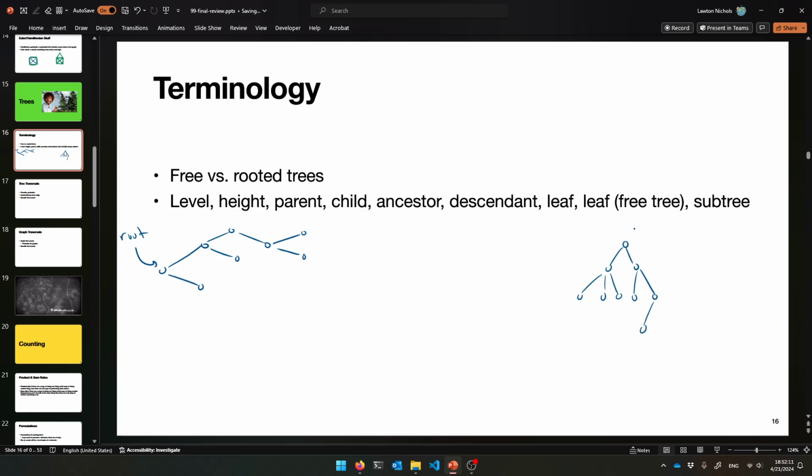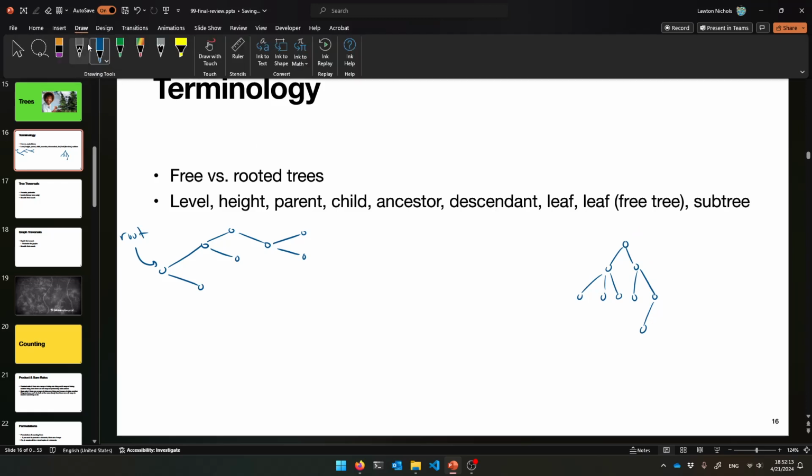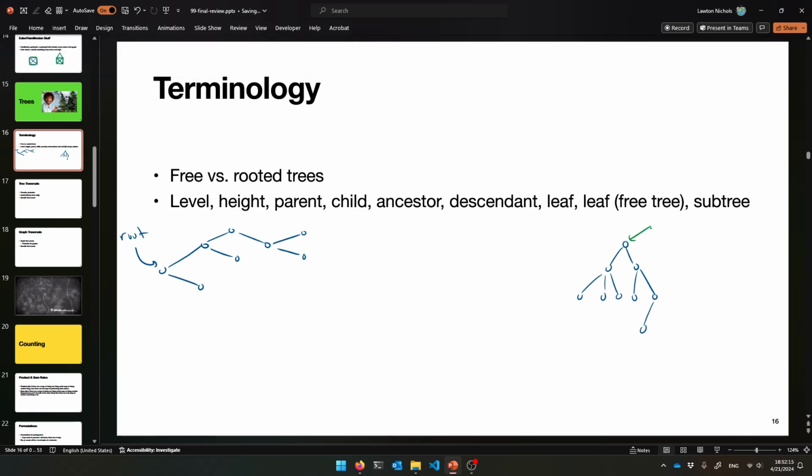So if this is our root, let's talk about levels. This top thing is the root. A level is how far away you are from the root, how many edges down. This would be level 0, the root's at level 0. And then this would be level 1. Level 2. Level 3. That's counting edges again. The height of a tree is the max level that exists in it, so 3 would be the height of that tree.